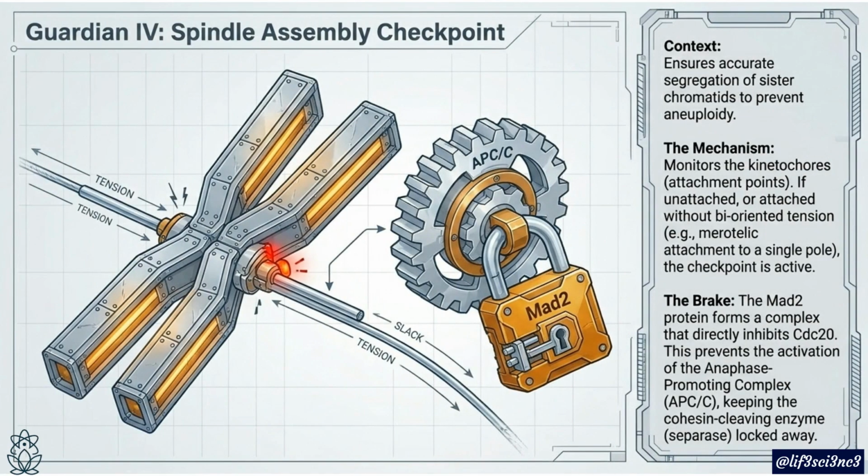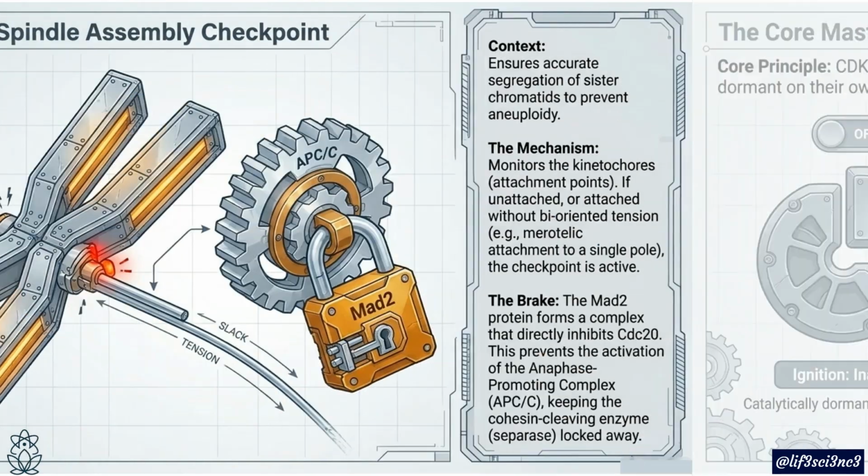Guardian IV is the spindle assembly checkpoint, ensuring accurate segregation of sister chromatids. It monitors kinetochore attachment and tension. If not properly aligned, a protein complex forms, preventing cell division and aneuploidy.